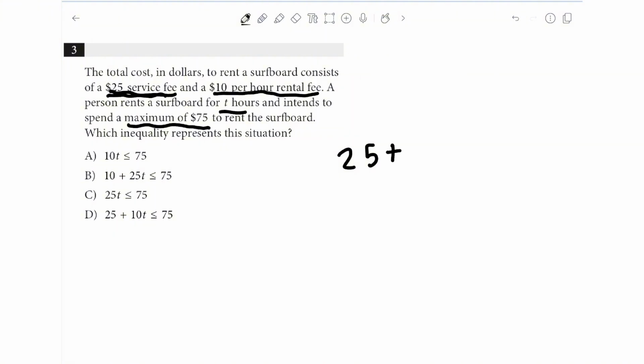And then we can take our rental fee, which is a variable fee. It depends on the number of hours, and hours here are going to be represented by T. And we're going to multiply it by the variable, because if we plug in however many hours, we're going to multiply it by 10 and add on that $25 service fee. And now we have an equation or an inequality. We just have to set it equal to something or less than or greater than or equal to something. And in this case, we want to spend a maximum of $75. So this has to be less than or equal to 75 because nothing can be greater than 75 if it is the maximum. And that is answer choice D.